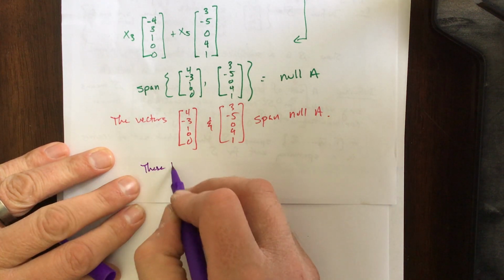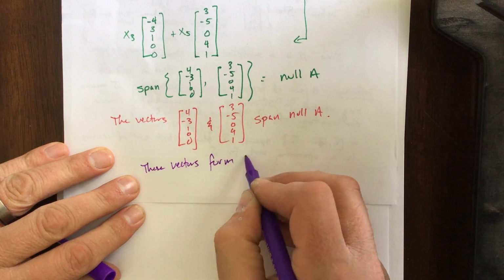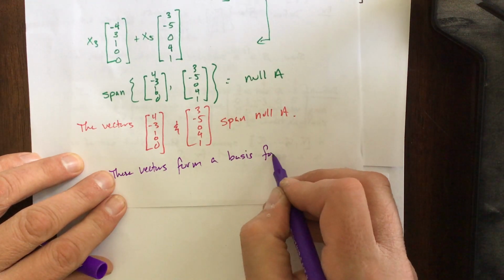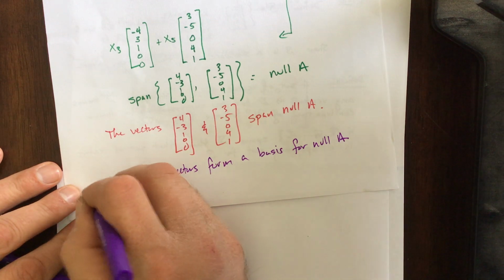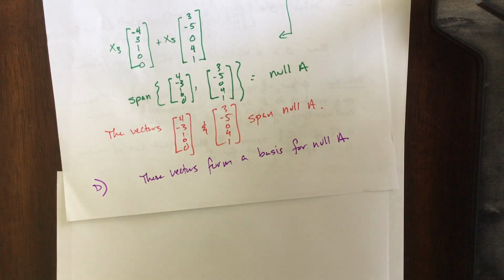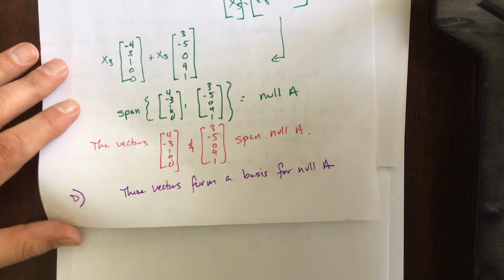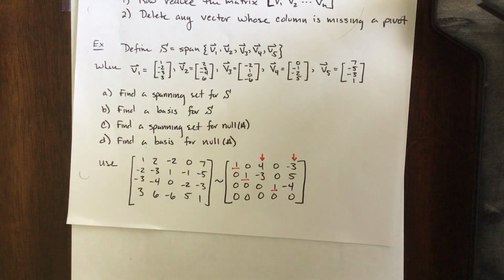These vectors form a basis for null A. That's the answer to part D. All right. Let's take a look at the next page.